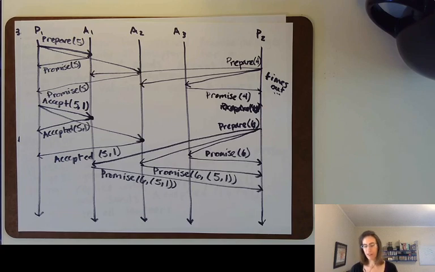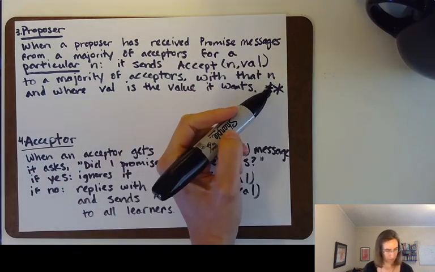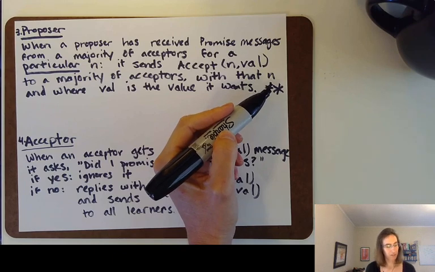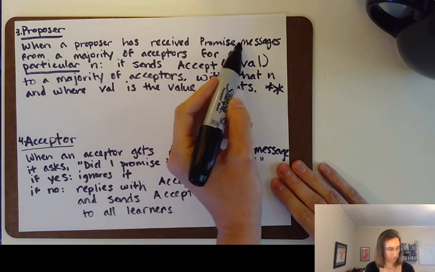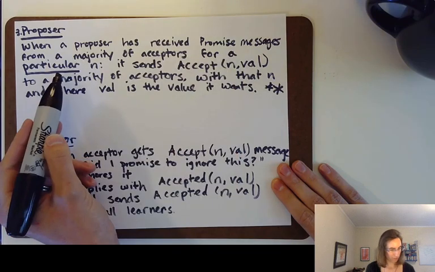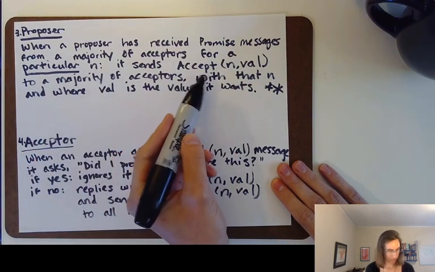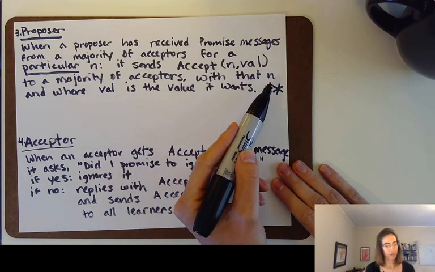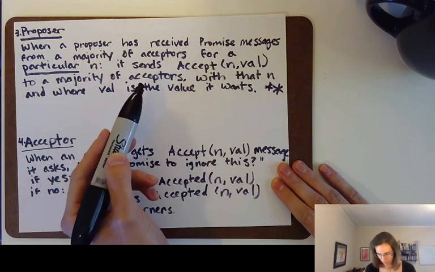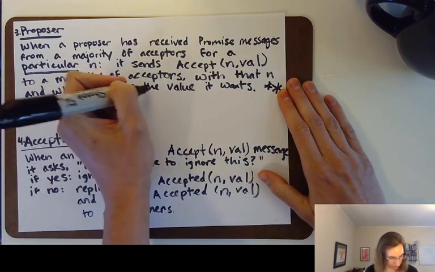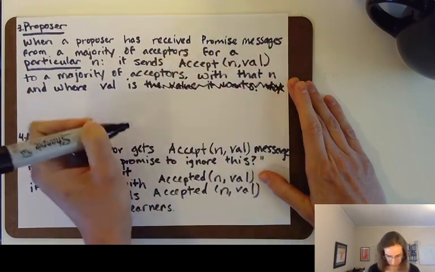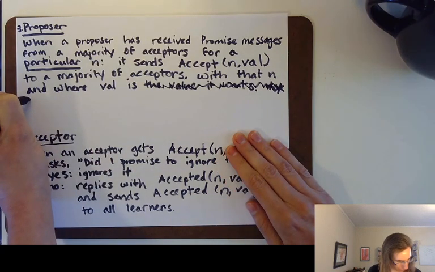Okay, so we're going to revise the protocol that the proposer follows right here, where these 2 asterisks are, as follows. So we said, when a proposer has received promise messages from a majority of acceptors for a particular n, it sends this accept message to a majority of acceptors with that particular n, and where val is not necessarily the value it wants, but where val is chosen as follows.